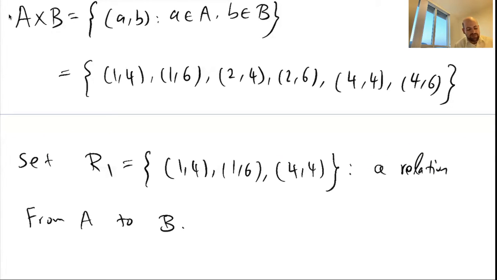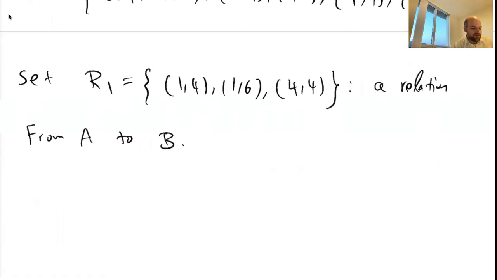This is, for example, not considered a function, because if you think of 1 as an input, we are not allowed to have two different outputs for a single input if we want a function. Here we have (1,4) and (1,6). So this is not a function, but it is a relation. That's why I said a relation is a generalization of a function. So this is one relation from A to B. Of course, we can have many more relations from A to B.